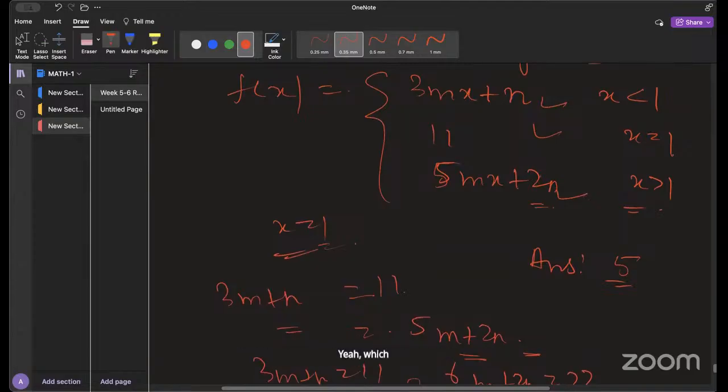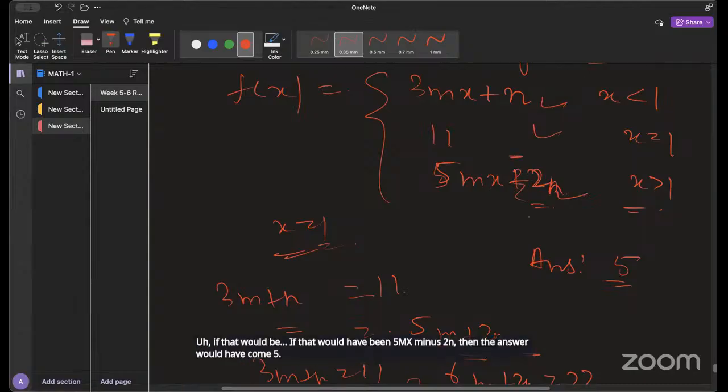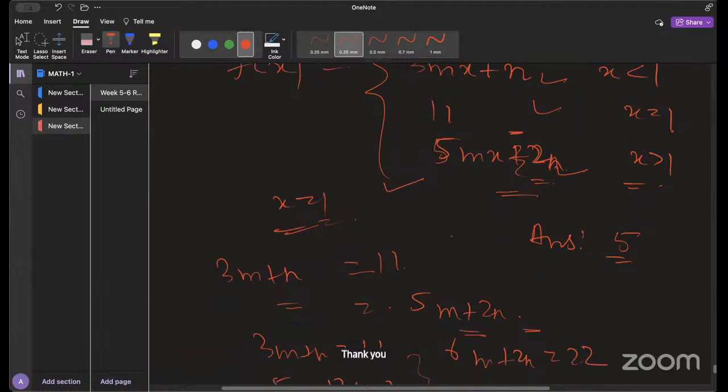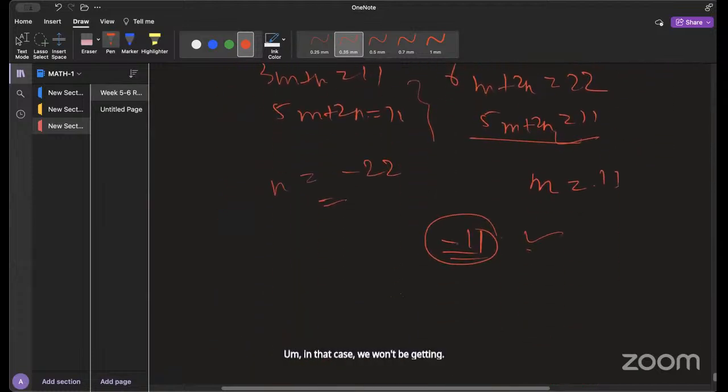Yeah, which one? 5mx plus 2n. Which part needs to be changed? If it would have been 5mx minus 2n, then the answer would have come 5. Okay. So that would have been a printing mistake then. In that case, if the question's wrong, then you'll be getting marks there. Okay, ma'am. Because it will be affecting our grades, that is why. I'll check.